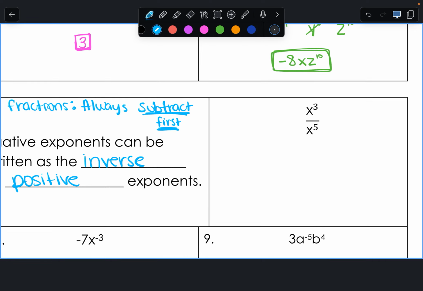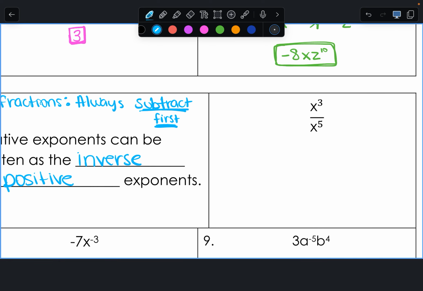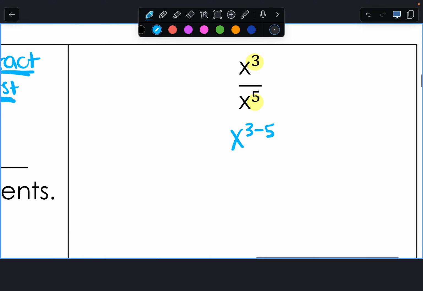All right, so here we go. Always take care of the quotient rule first. The quotient rule tells us that whenever we divide our variables, you subtract the exponents. x, 3 minus 5. But 3 minus 5 is what? Negative 2. Now, the negative exponent rule tells us we cannot have a negative exponent. So what we must do is turn this into a fraction. To turn this into a fraction, you put that under a 1.